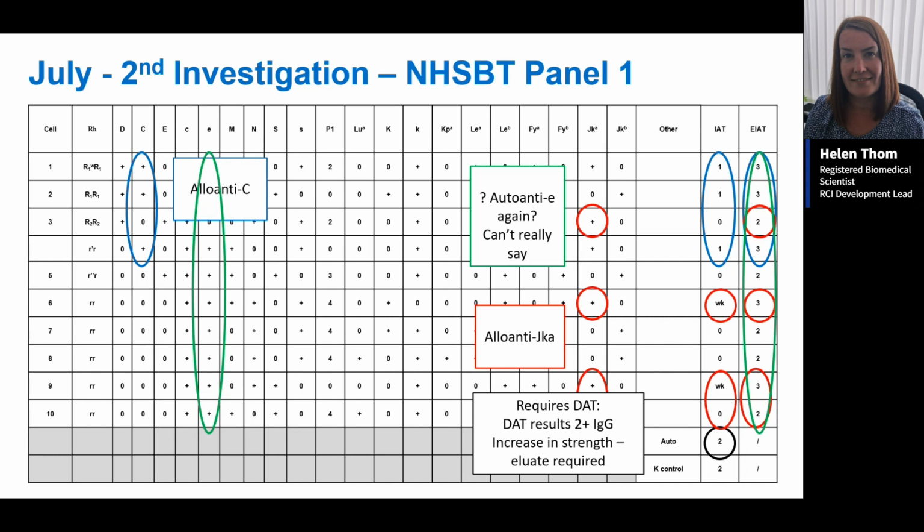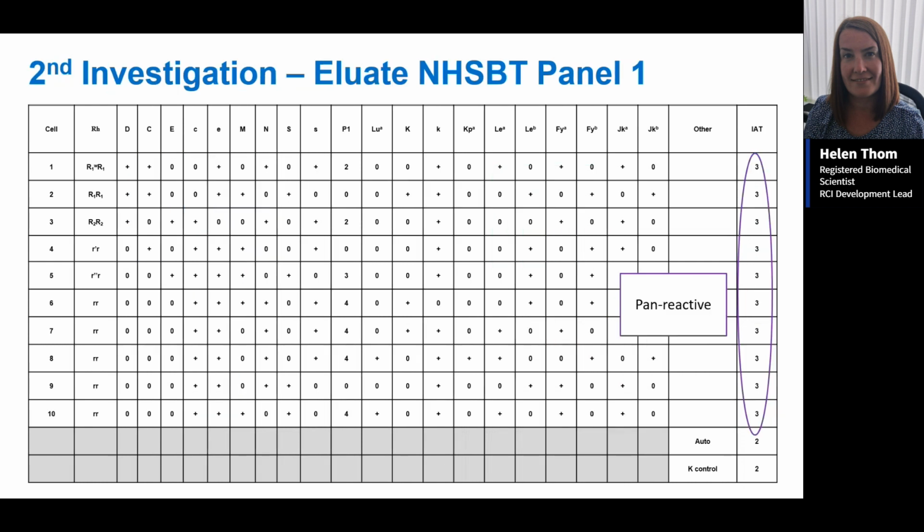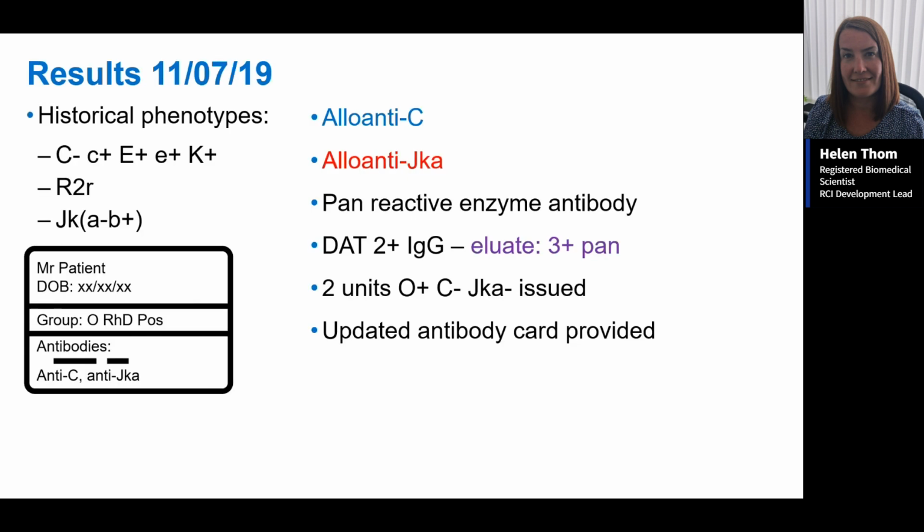This time there's been a change in strength for the DAT. So if this patient had come in and there'd been no change in the serology, no change in strength in DAT, we probably wouldn't have done an eluate, but we did do one because there was an increase in the strength. And again, it was pan-reactive. Nice uniform reactions, which I said was pan-reactive. So this one, quite straightforward.